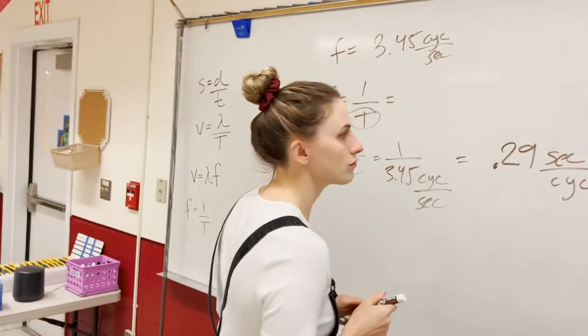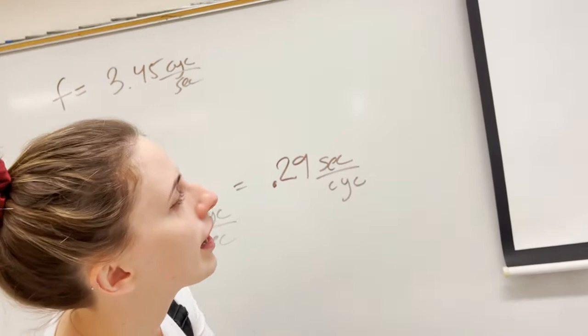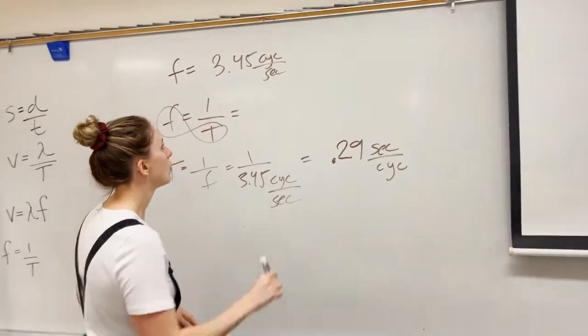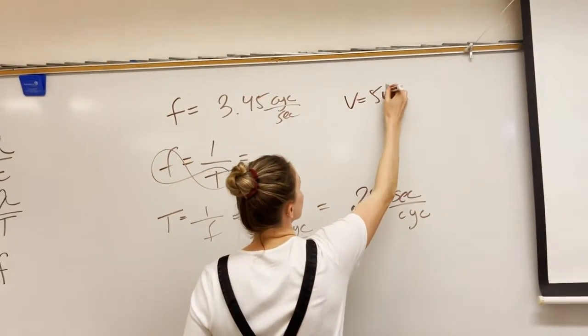Now, in order to get the wavelength, we're going to need the velocity. What was that velocity? It was about 5 meters per second, from the previous problem. I think it's still in the calculator. Yeah, it was 5 right there. So the velocity equals 5 meters per second.